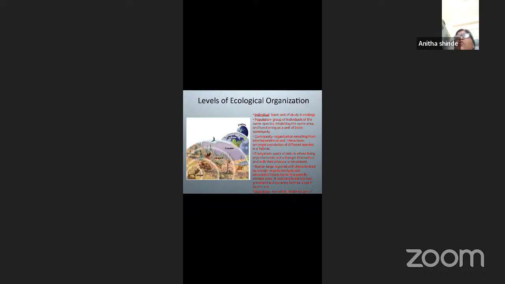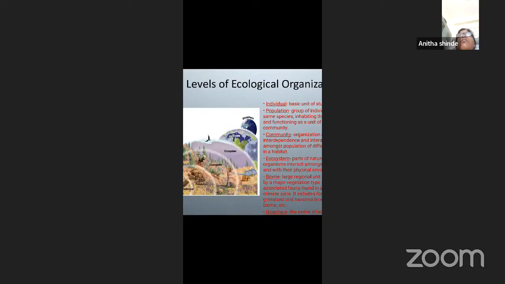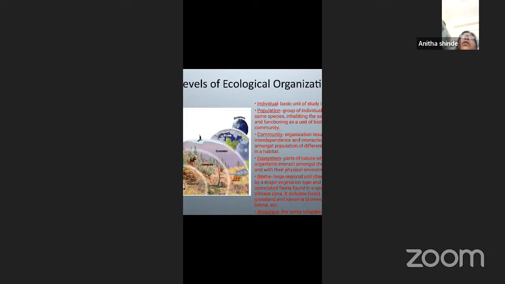Now the levels of ecological organization, last time I have already discussed. You all know, from the individual to the biosphere. Each and every characteristic feature of this is very important. Individual is the basic unit of study in ecology. It may be any living organism, either an animal or a plant or a human being or whatever it is. And all these individuals together make one population. A group of individuals belonging to the same species, living at a particular place at a particular time, we call a population.